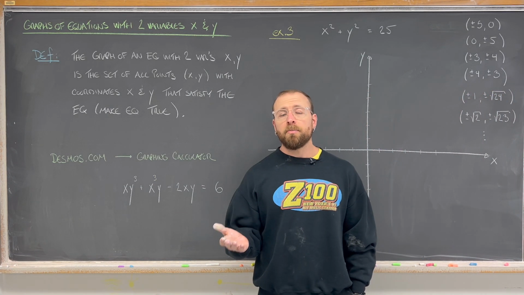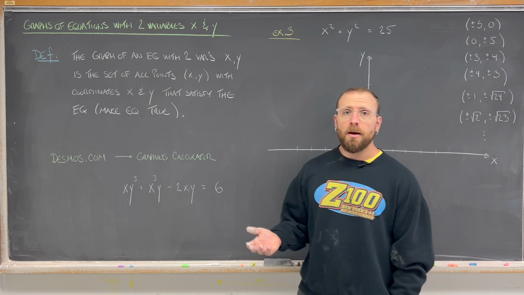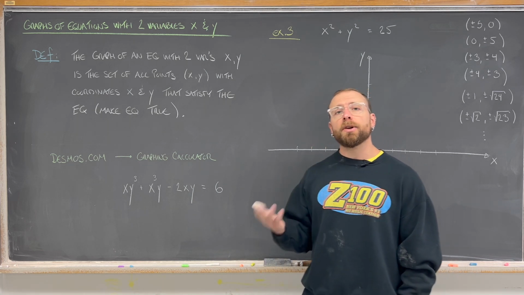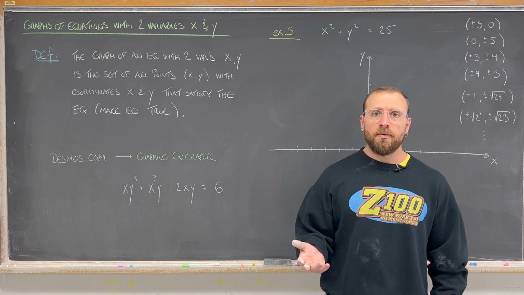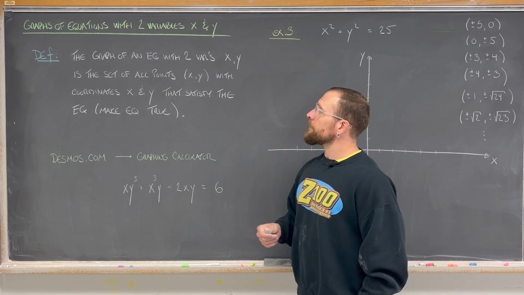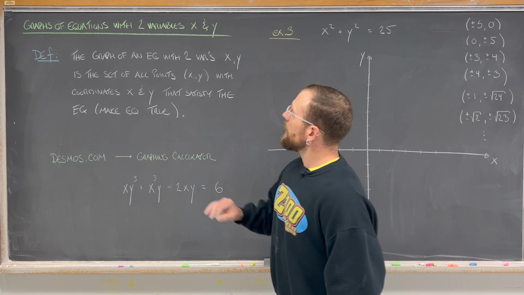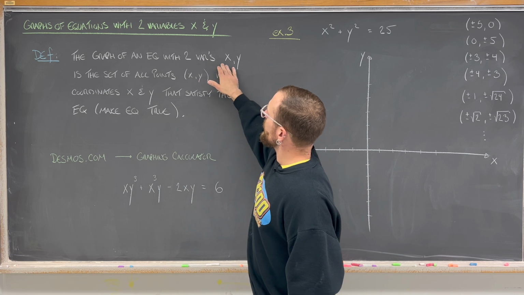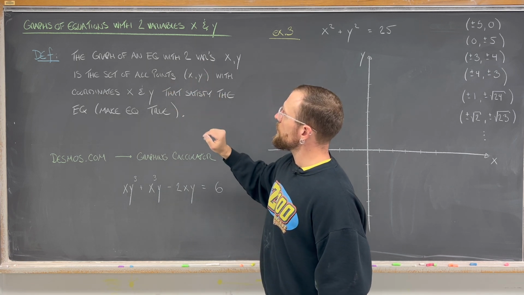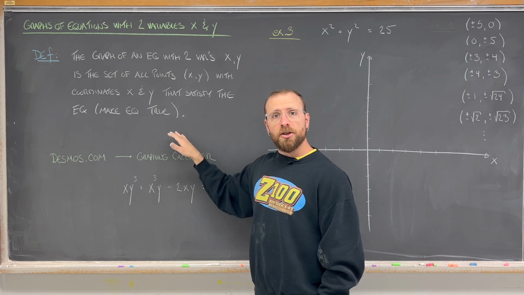Now that we know how to plot points in the Cartesian plane, we're ready to talk about what the graph of an equation is. And this is really the genius of what René Descartes invented when he invented the Cartesian plane. This is what he had in mind. The graph of an equation with 2 variables, x, y, is the set of all points x, y with coordinates that satisfy the equation.